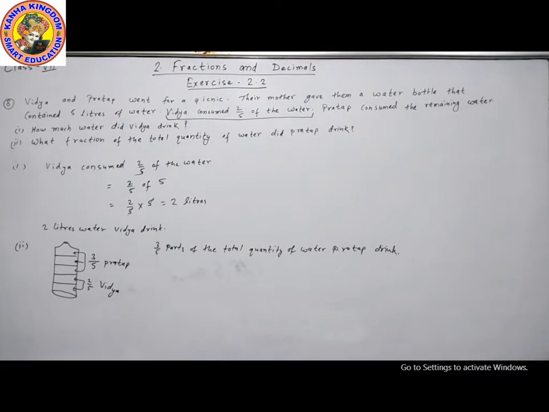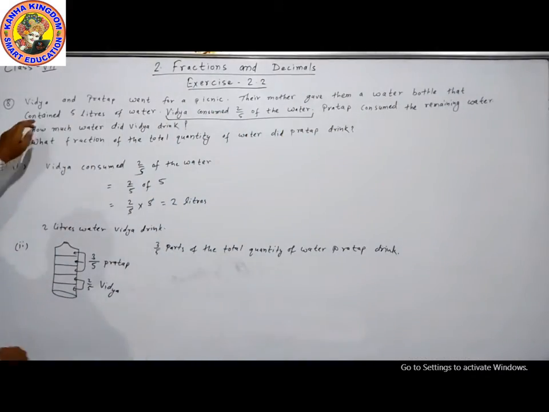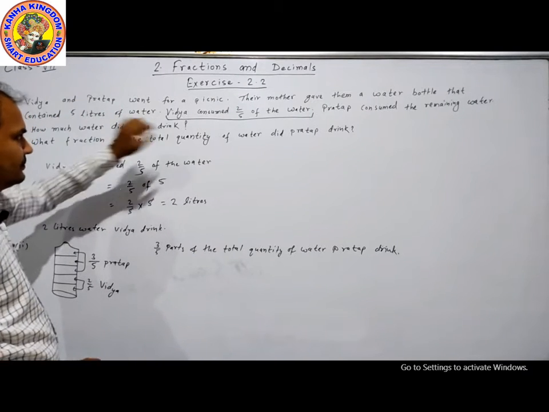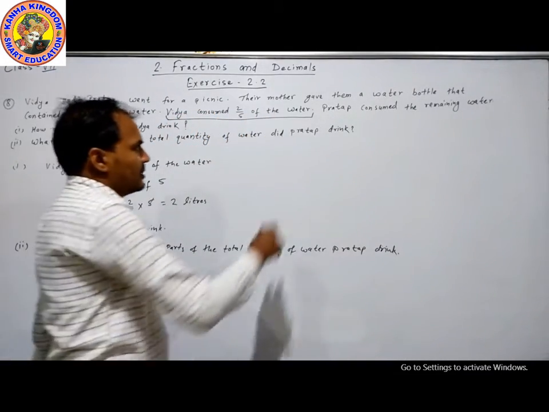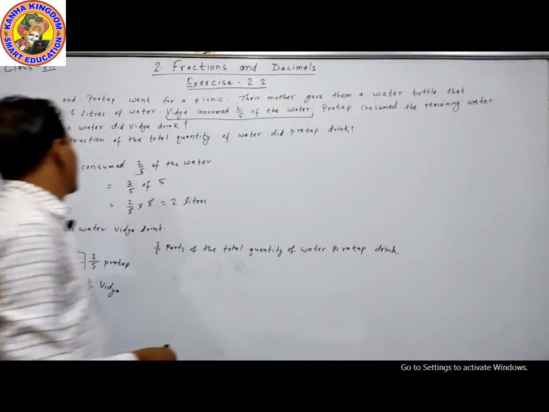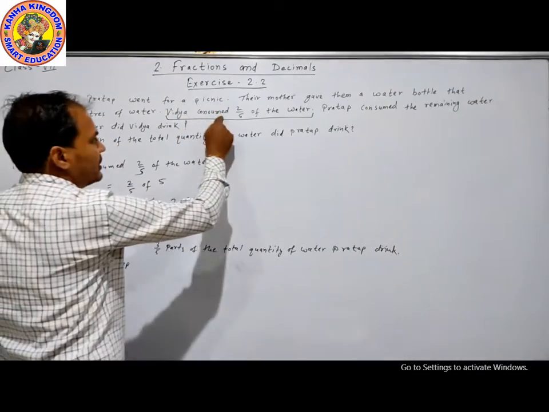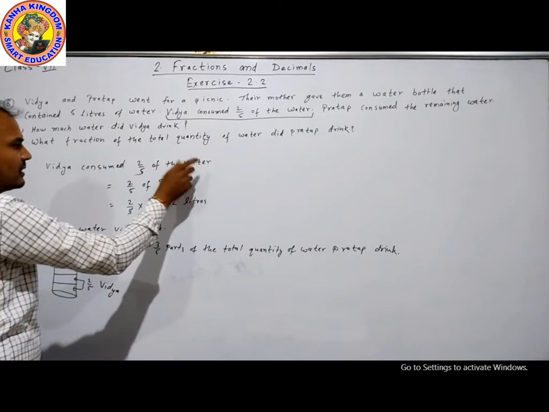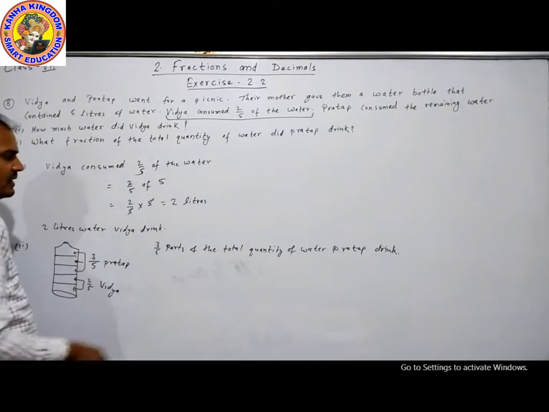So let's begin from the question. Vidya and Pratap went for a picnic. Their mother gave them a water bottle that contains 5 liters of water. Total 5 liters of water in the bottle. Vidya consumed 2 by 5 of the water. Pratap consumed the remaining water. Question number first: How much water did Vidya drink? Vidya drank 2 by 5 of the water. How much water? 5 liters.